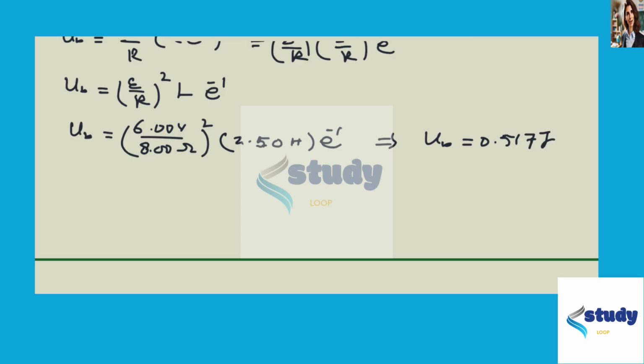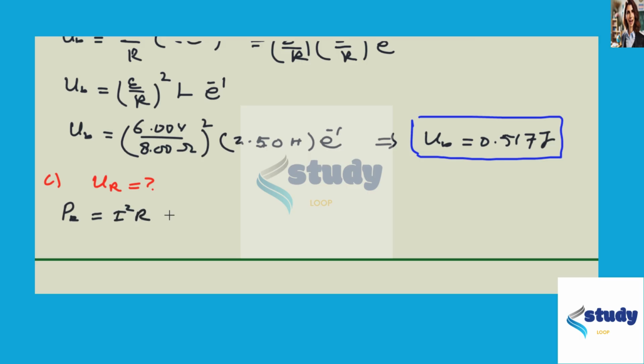In part C of this problem, we are going to calculate the energy dissipated in the resistance of the inductor, that is UR. In order to calculate this UR, we write the corresponding power as PR is equal to I square R, and this can be written as E divided by R whole square into 1 minus e raised to power minus t divided by tau, and here we have R.